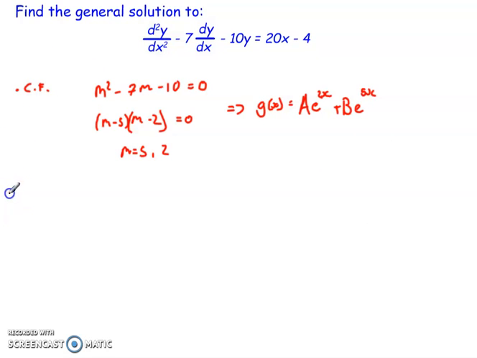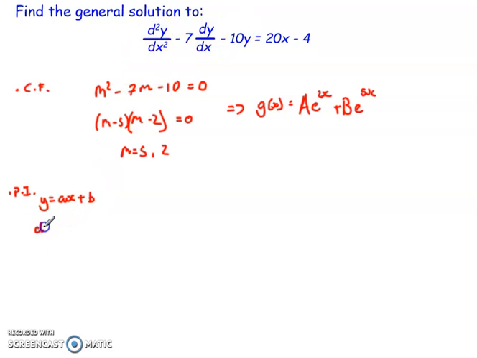Second part is we want the particular integral. Now remember, what we want to do is choose the format of a particular integral such that it matches up with this. Now this here is a linear particular integral, so I'm going to choose y equals ax plus b. What I now have to do is differentiate it once and then again such that I can get the answers and substitute them into here.